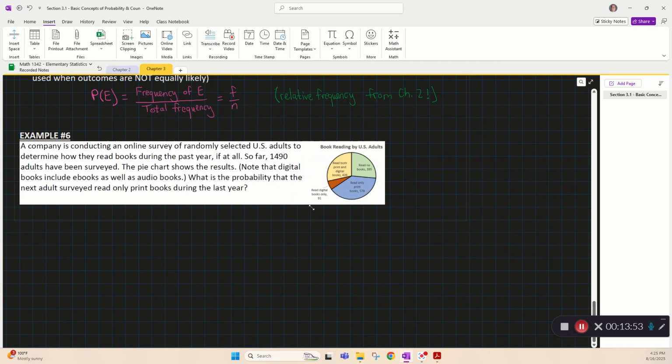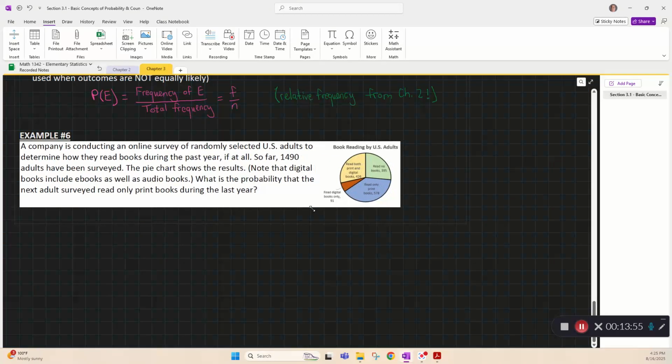Okay, a company is conducting an online survey of randomly selected U.S. adults to determine how they read books during the past year, if at all. So far, 1,490 adults have been surveyed. The pie chart shows the results. Note that digital books include ebooks as well as audiobooks. What's the probability that the next adult surveyed read only print books during the last year?